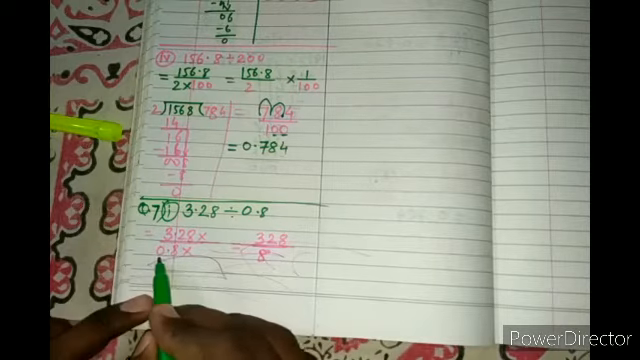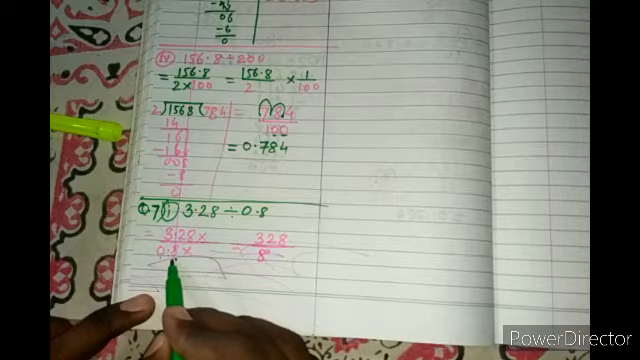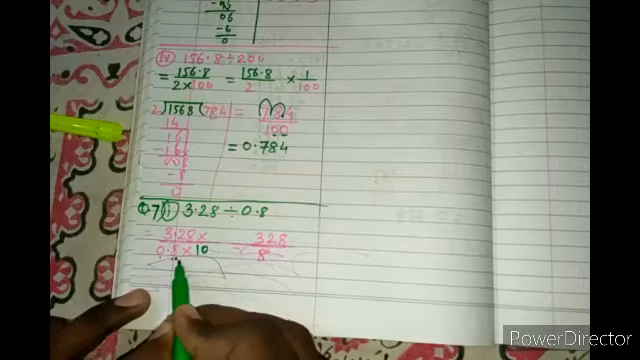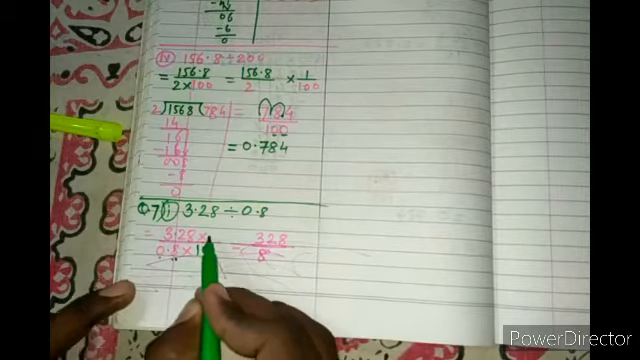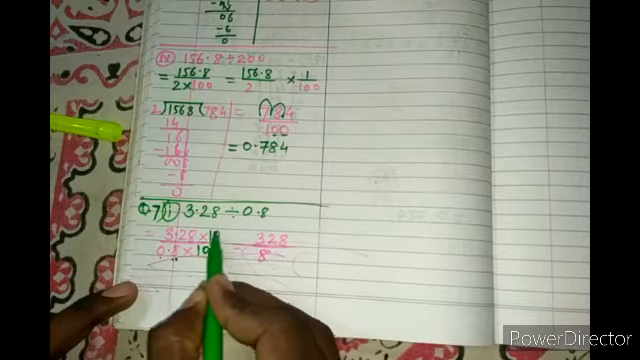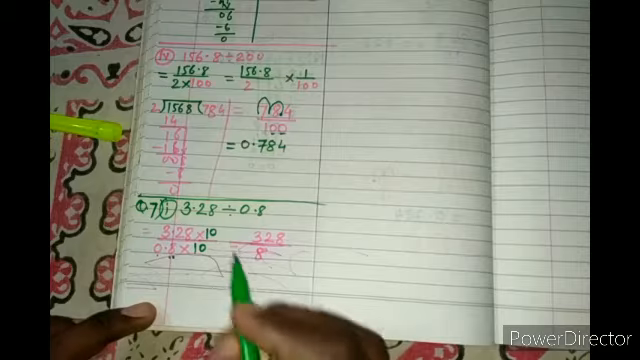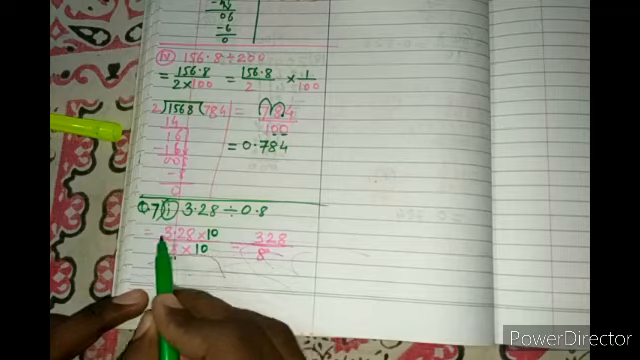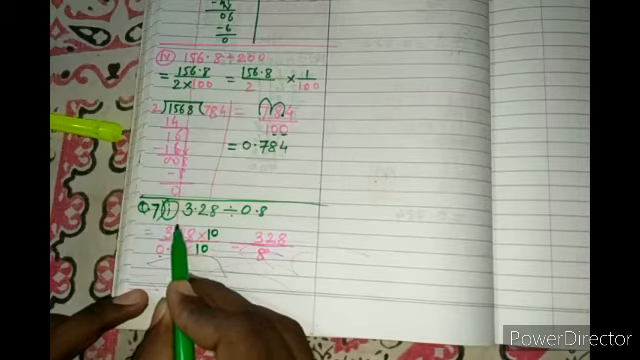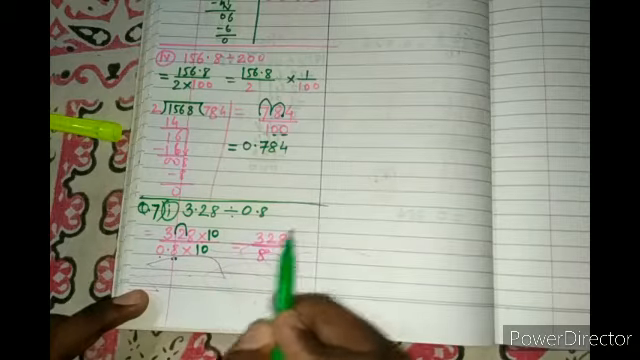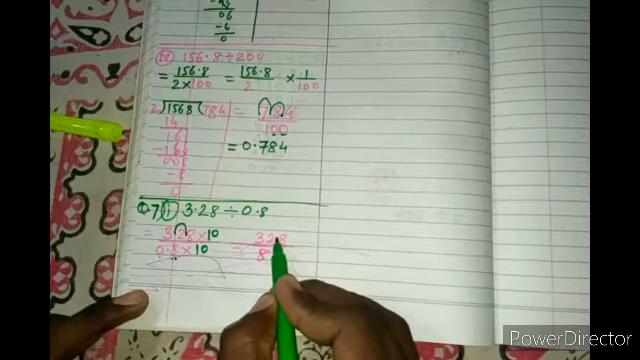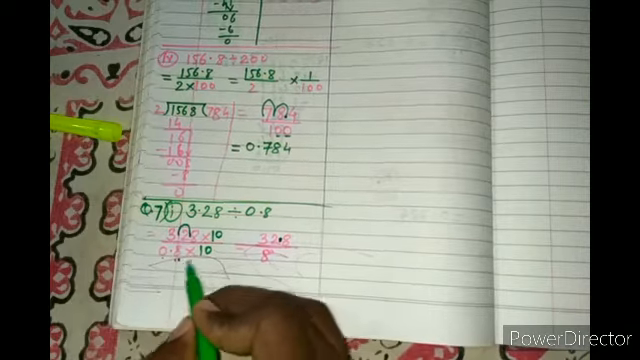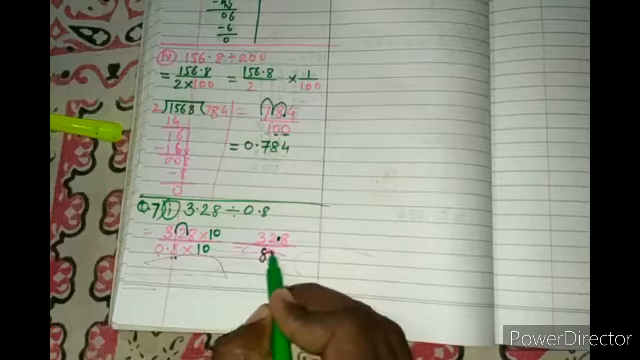We have to see the divisor here, 0.8. After the decimal point, how many digits? 1 digit. So I will take 10 here. If I multiply the divisor by 10, then I have to multiply the numerator also, because it is the rule of equivalent fractions. What is the effect of this 10 on the numerator? The decimal point will shift toward the right by one place, so the numerator would be 32.8. And the divisor would be the whole number 8.